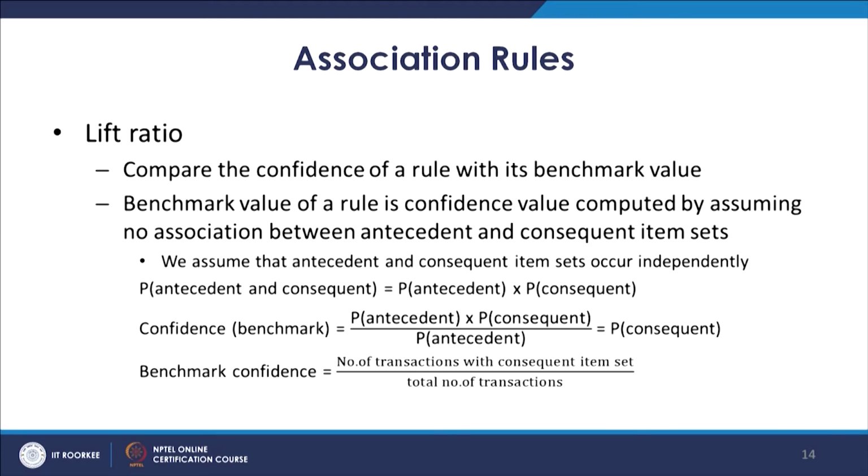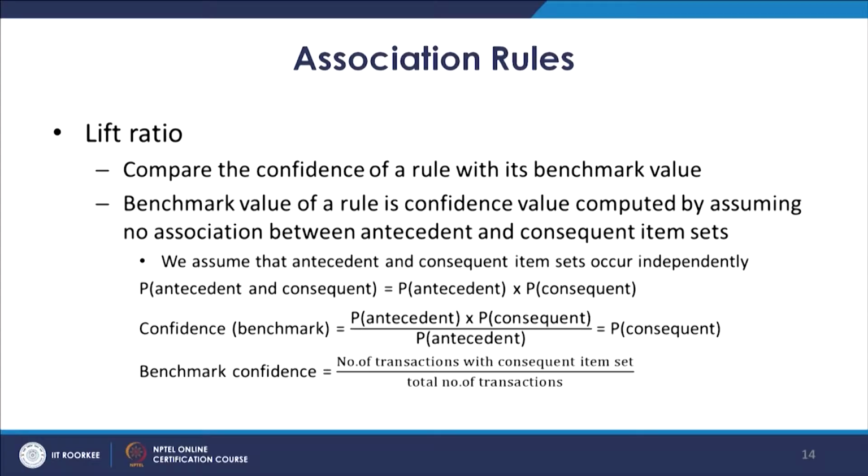The next metric that we are going to discuss is lift ratio. As we talked about in the previous course also, lift ratio has been used in many techniques, where we always try to compare the performance of the model with the benchmark case or the average scenario case. Similarly here also, lift ratio is about comparison of the confidence of a rule with its benchmark value. Now, what do we mean by benchmark value in this case? As you can see in the point mentioned in this slide, the benchmark value of a rule is a confidence value computed by assuming no association between antecedent and consequent item sets. So, to compute the benchmark value, we are assuming that antecedent and consequent item sets occur independently.